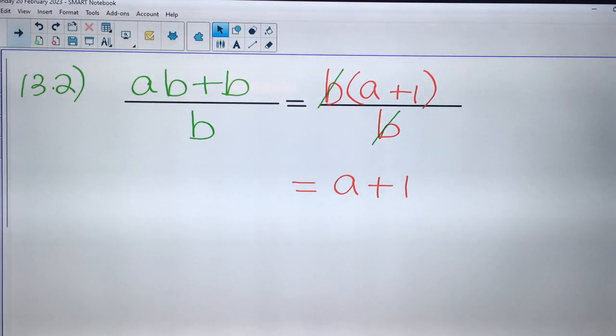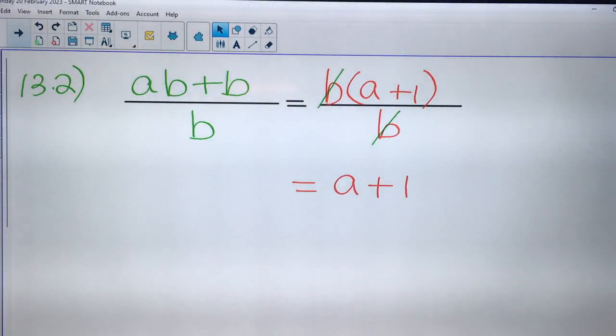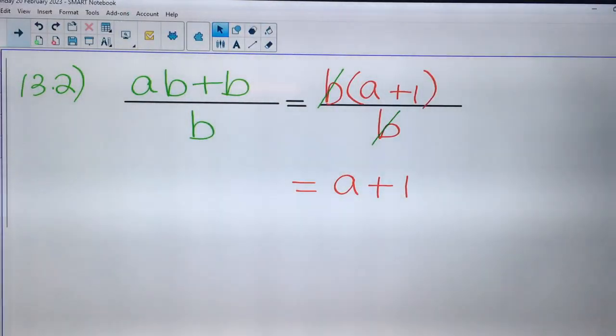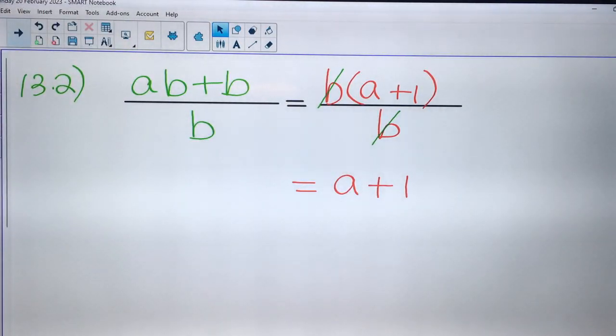We have to remember last week I wrote on this board factorize, factorize, factorize. That's always what we have to do. If we have more than one term, we need to factorize. And in this case, we removed ab on top as a common factor, and as you can see, there's ab and ab that can cancel out. So we're left with a plus 1.